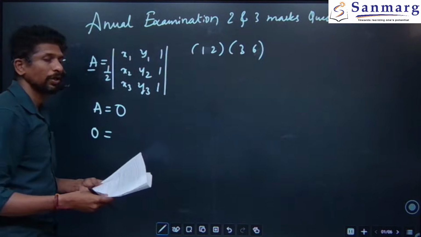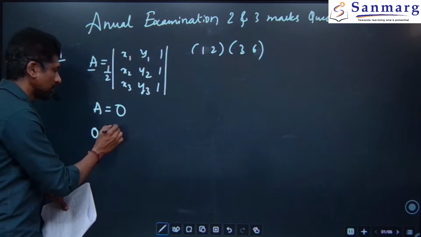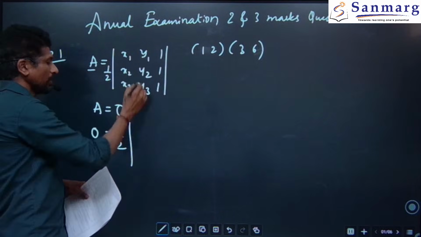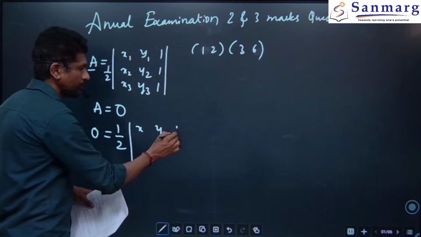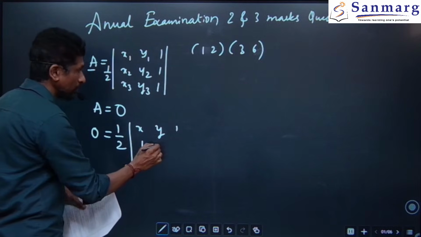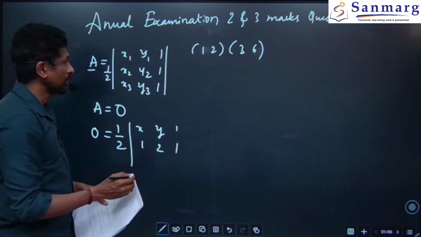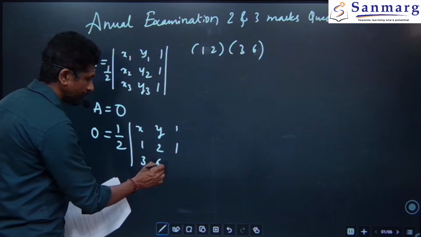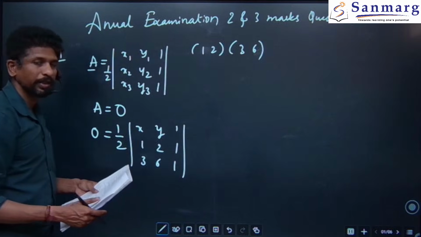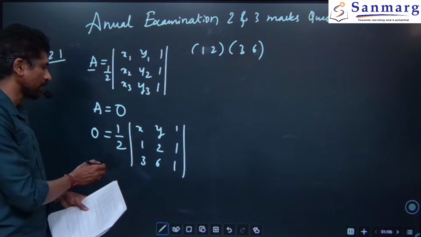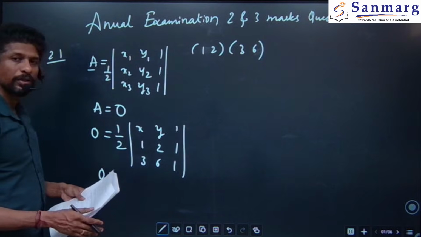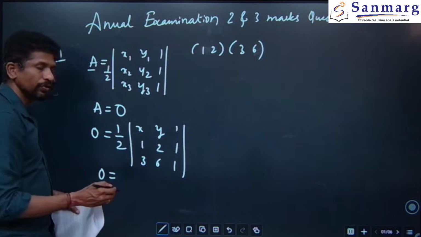Using determinants only, you have to find it out. So now I will consider half of the determinant. The first vertex is x y itself, the second vertex is 1 2 1, and the third vertex is 3 6 1. Now by considering this, you have to find the equation of the line. The 1 by 2 goes to the LHS side, and it becomes 0. By using the determinant, you have to find the equation of the line.